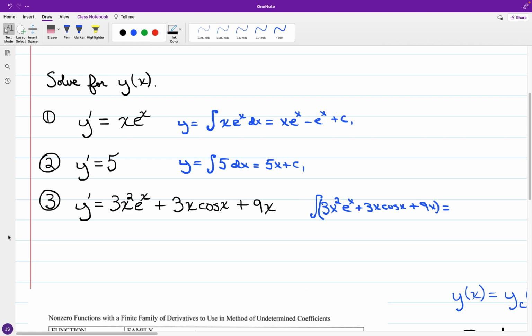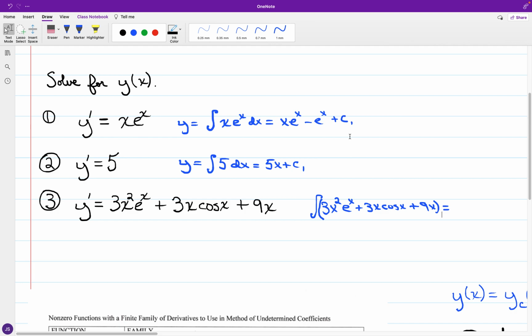Continuing on with first order non-homogeneous differential equations. Again, we looked at the first two problems and the solutions we had. You could say that for y prime equals x times e to the x, we took a method of undetermined coefficients approach to solving. In other words, this is analogous to y equals the integral of x times e to the x dx, where we had that set of terms earlier. And of course, for the integral of 5 dx, we have 5x plus a constant.